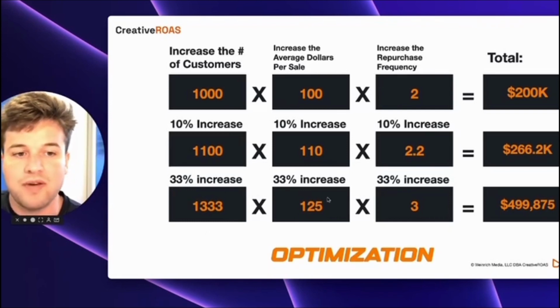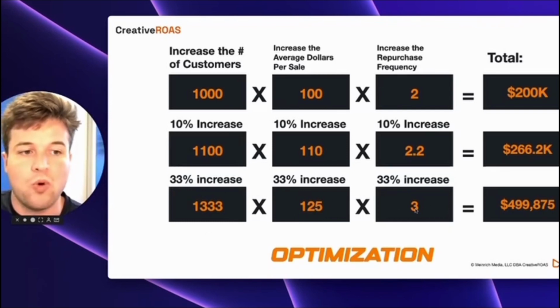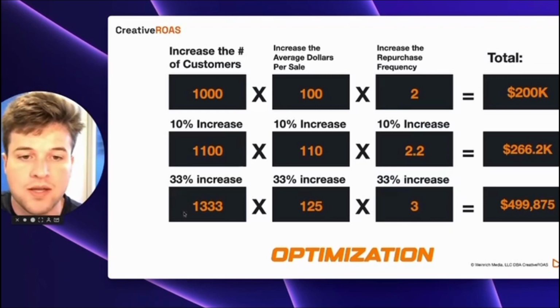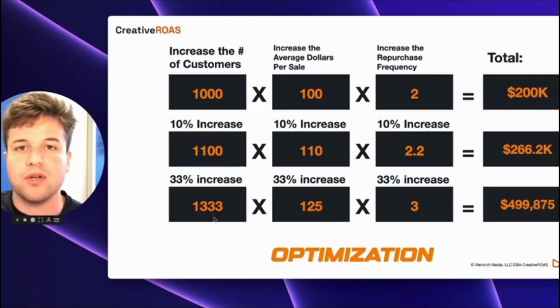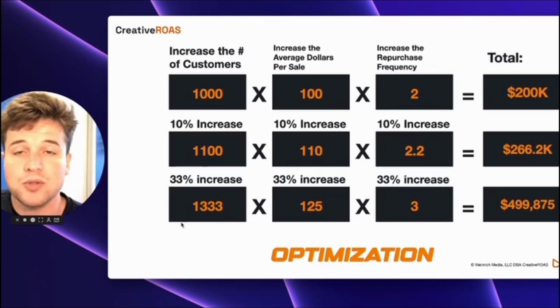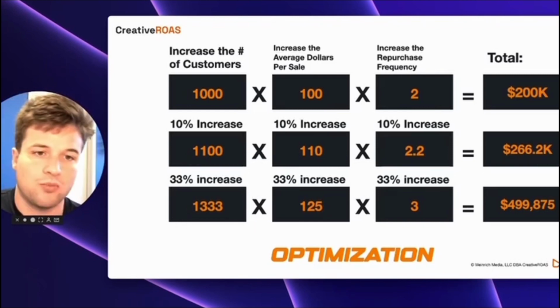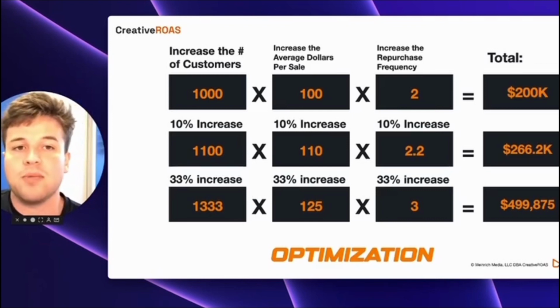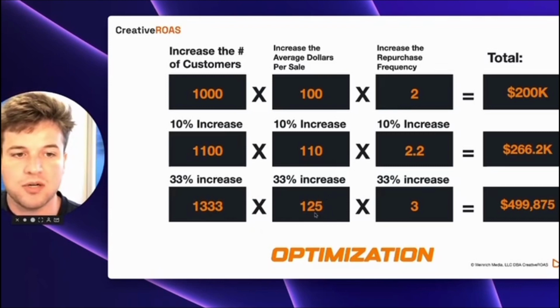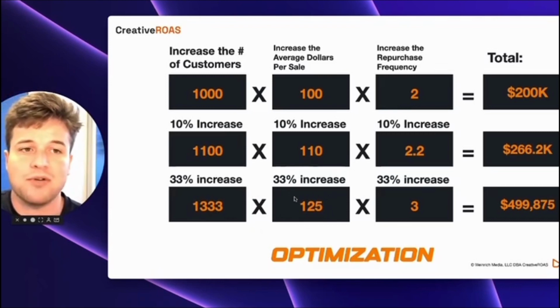Right? We got $25 extra per sale. We got one more repurchase every single month from each of our customers on average, and we added 333 new customers. This right here is the easiest part of all of this, increasing the number of customers. That is truly the easiest part. You can just ramp up how much you're spending online, right? You can run a promotion. It doesn't matter. But you increase the number of your customers. That's the easy part. Second easiest part is probably going to be this right here. Increase your average dollars per sale.